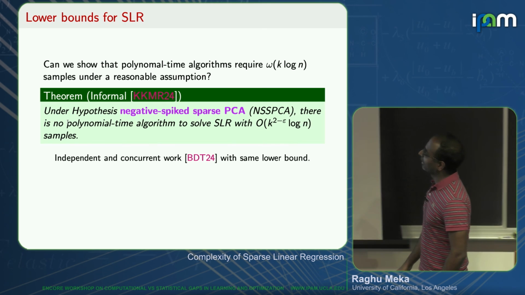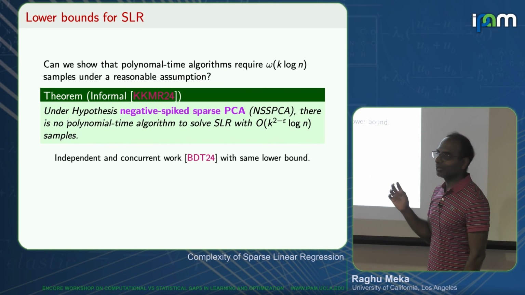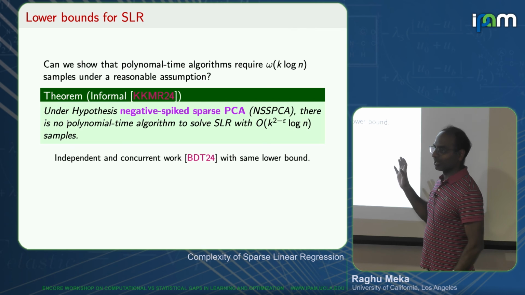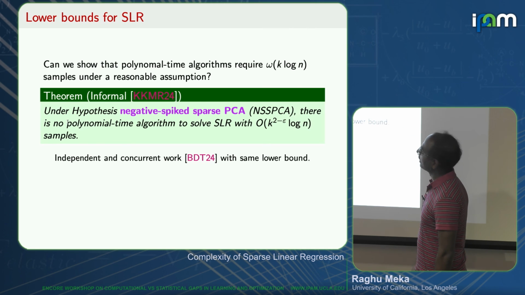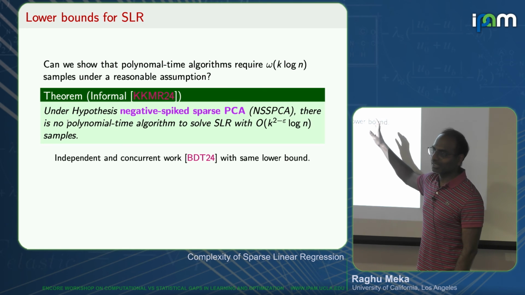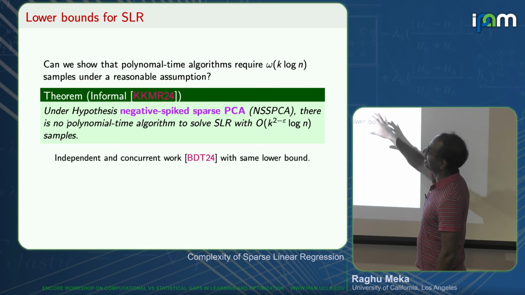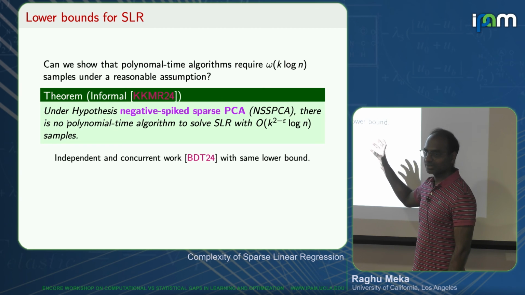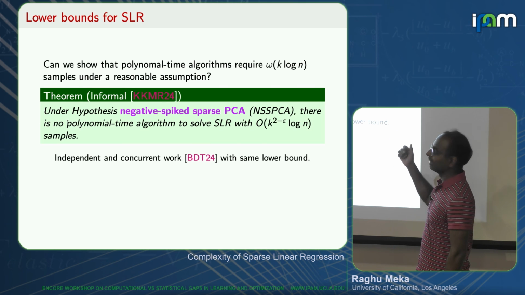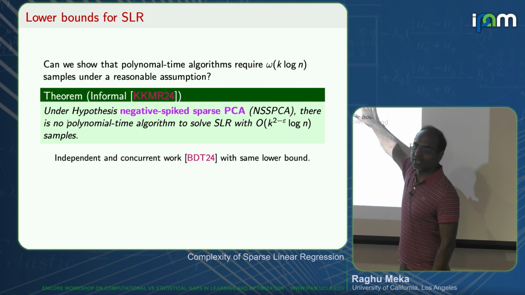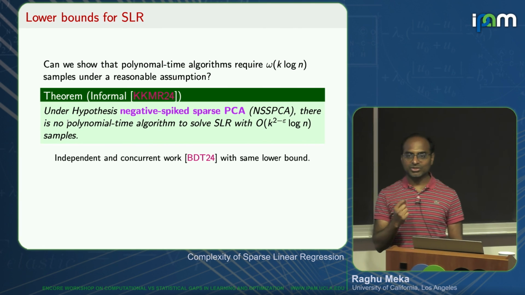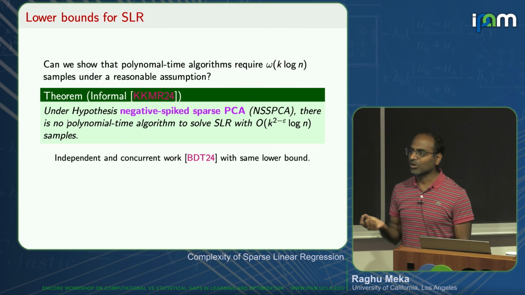For sparse linear regression, we did not have any little-omega k lower bound under any plausible assumption before. We show a lower bound under this assumption called negative spiked sparse PCA. If you want to know more about it, I can tell you later. It is an assumption that has been studied in the computational versus statistical gaps literature in several places. We show that under this hypothesis, any efficient algorithm will require k squared log n samples. It's not getting to little omega of n, but it says you cannot get k log n, which is the information-theoretically optimal thing.